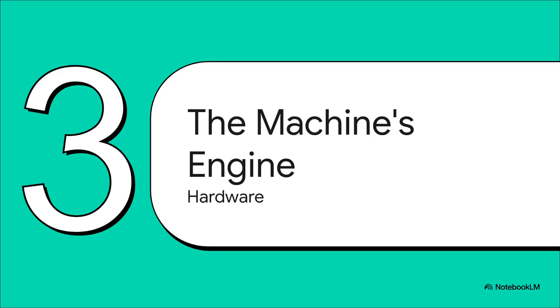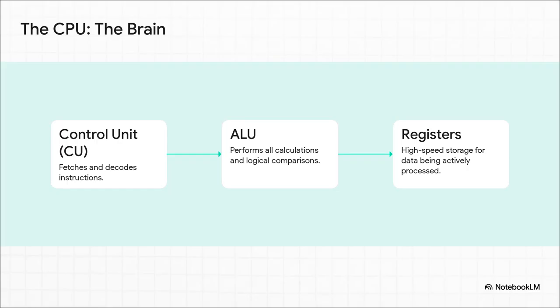All right, you ready? We're about to go deep, like really deep. We've talked about the software we see and the software that manages it all. But what about the actual physical engine doing the work? Let's pop the hood and look at the hardware. So right at the heart of it all, you've got the central processing unit, the CPU. Seriously, if the computer has a brain, this is it.